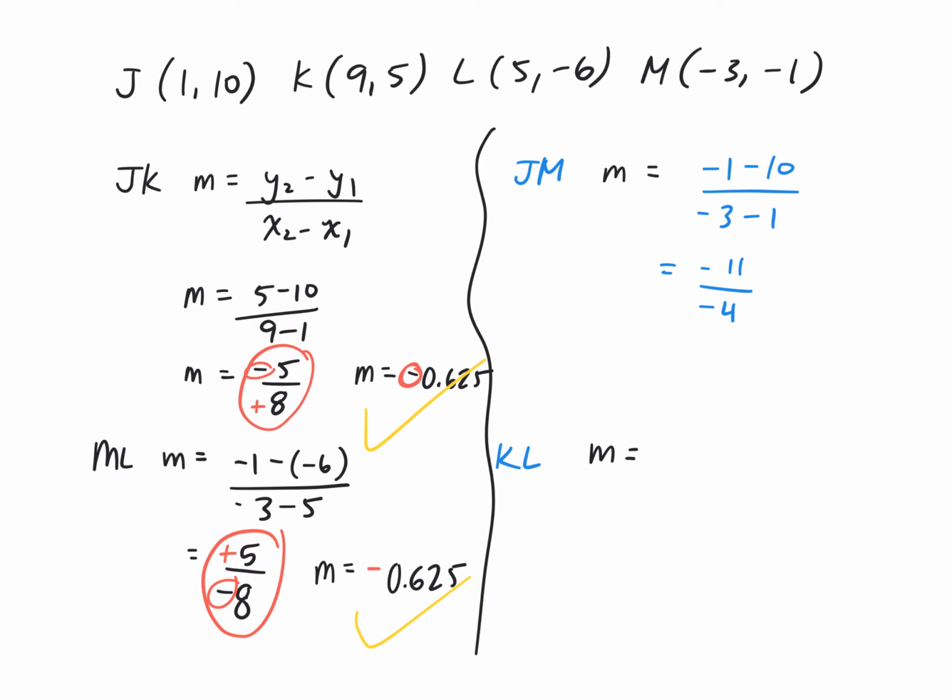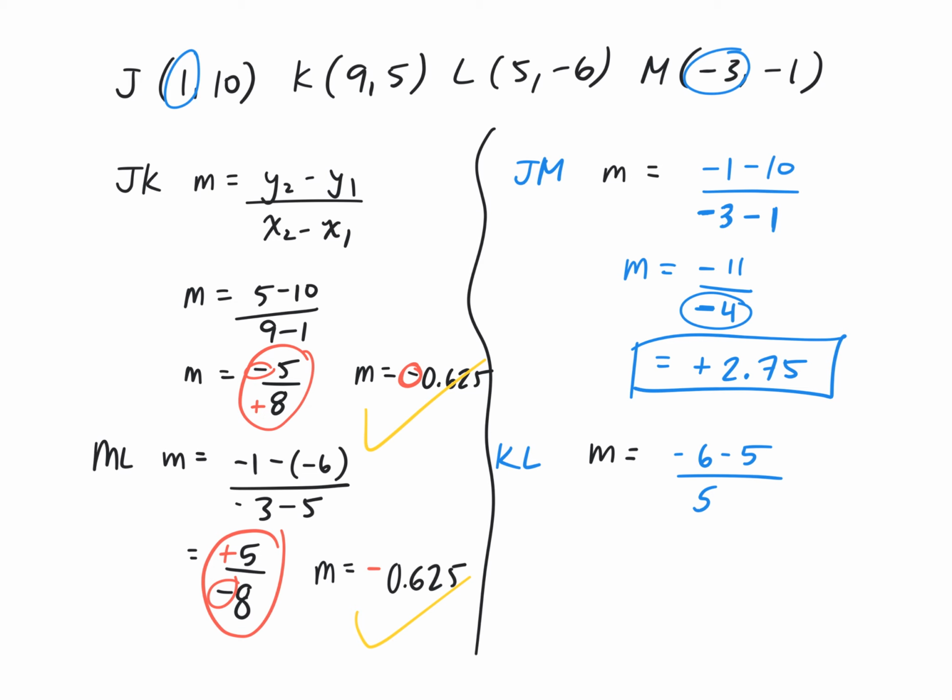Okay, so this one is negative 11 over negative 4. If I turn that into a decimal, it would be positive. No, it's negative 11 over negative 4 because negative 3 take away 1 is negative 4, right? Negative 3 take away 1 is negative 4, so it would be positive 2.75. And we want to see if KL is equal to that, if it's the same slope. And it's the same thing. Negative 11 over negative 4 is positive 2.75.